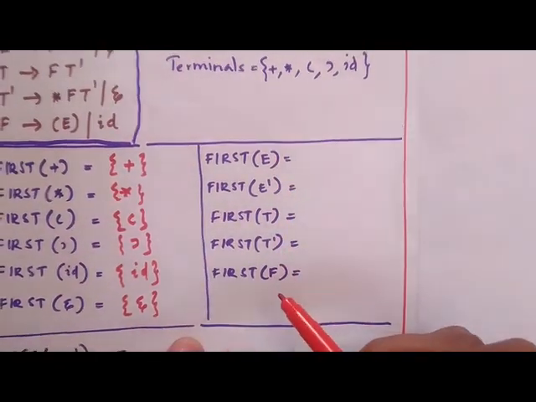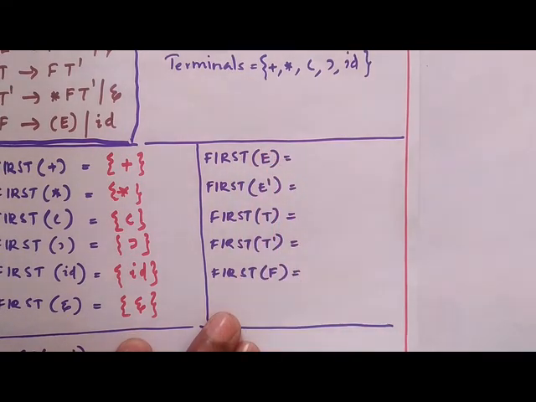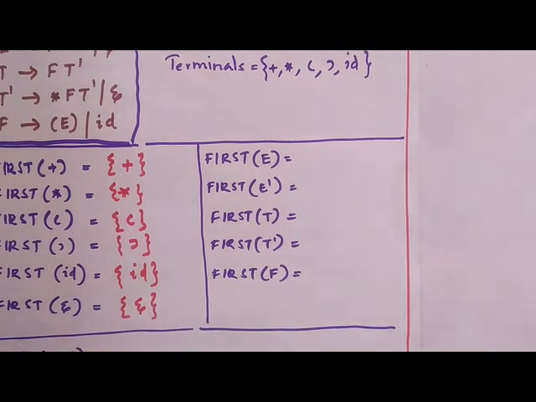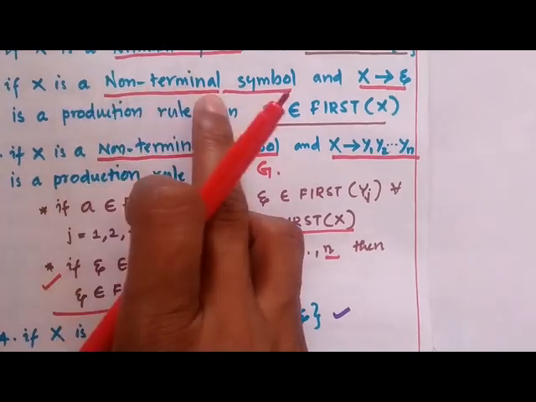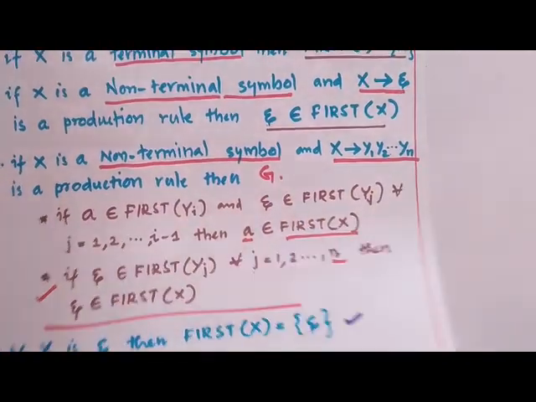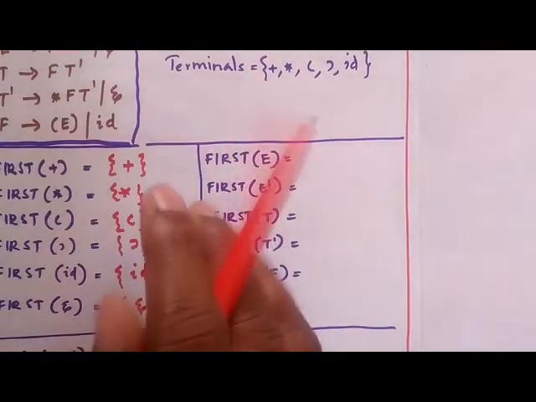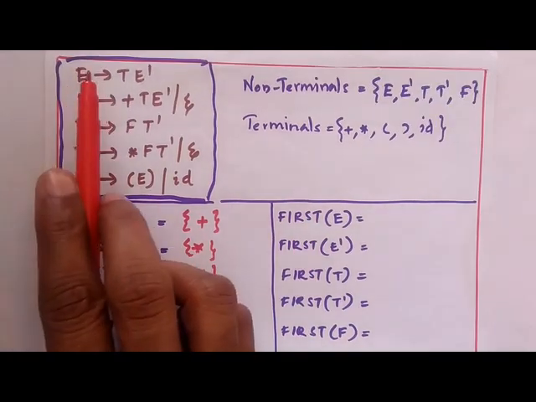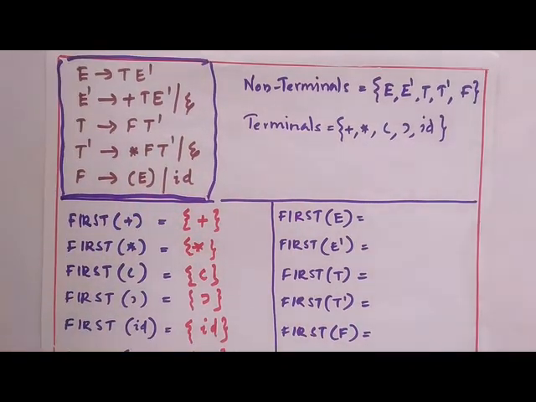And look at here, here we can see all the non-terminal symbols. First of within bracket E, and what is E? E is a non-terminal symbol. So if it is a non-terminal symbol, then we need to apply rule 2. We check whether X is a non-terminal symbol and X gives epsilon, then epsilon belongs to first of X. Is there any production where E gives epsilon? No, there is no such production, so rule 2 we can't apply.